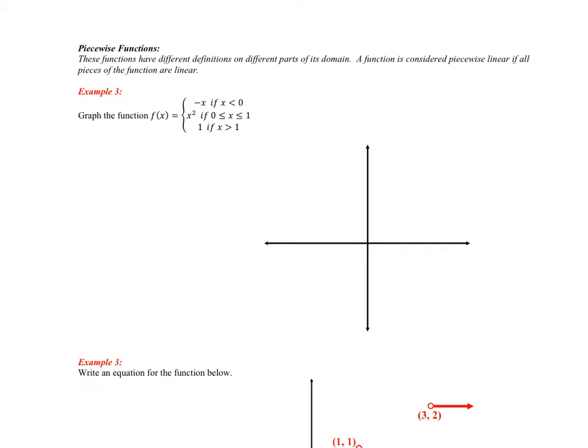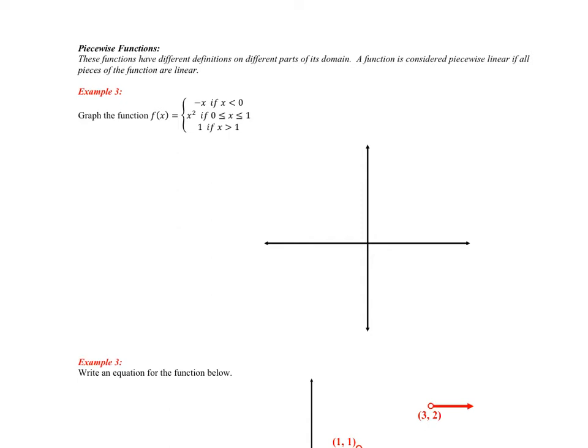This would be negative 2 over k is equal to 2 over 5. This would be true if and only if k equals negative 5. So we've got a value for k such that those two lines would be perpendicular. Let's keep moving on. All right, on to the pre-calculus topic of piecewise functions.